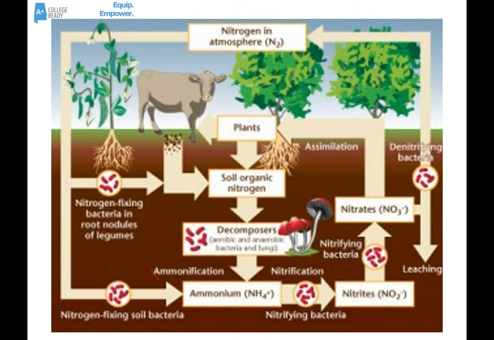That ammonia or ammonium ion is then nitrified. It goes through nitrification, where it's converted into nitrites and nitrates, and then it gets denitrified by bacteria and turned back into nitrogen gas.